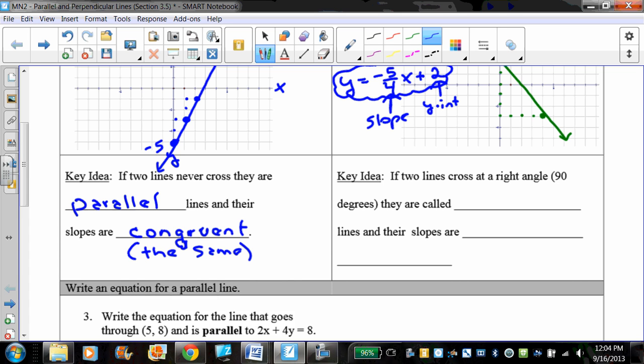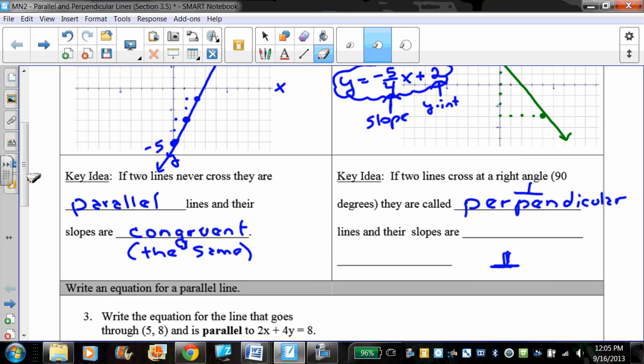The key idea on the right-hand side is if two lines cross at a right angle, which means 90 degrees, they are called perpendicular. P-E-R, perpendicular. That is 13 letters, just so you know, to spell the word perpendicular, which is why I tend to use this symbol right here for perpendicular. This is the same thing as saying perpendicular. So if two lines cross at a right angle, 90 degrees, they are called perpendicular lines.